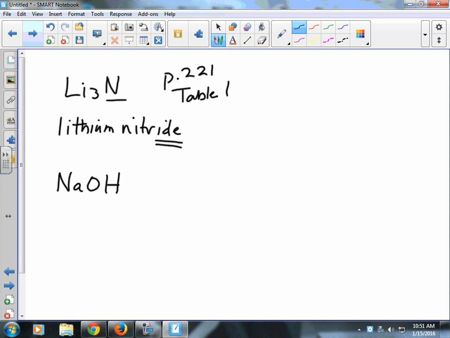Okay, everyone, how many element symbols do you see? 3. So remember, that means there's a polyatomic ion. So we have to figure out which one it is. Look at Na.